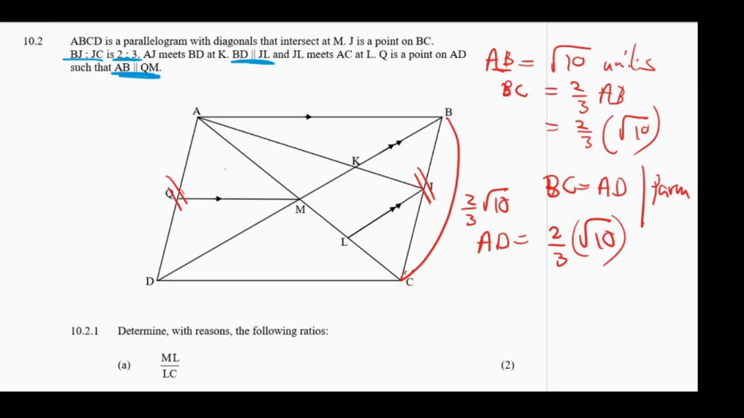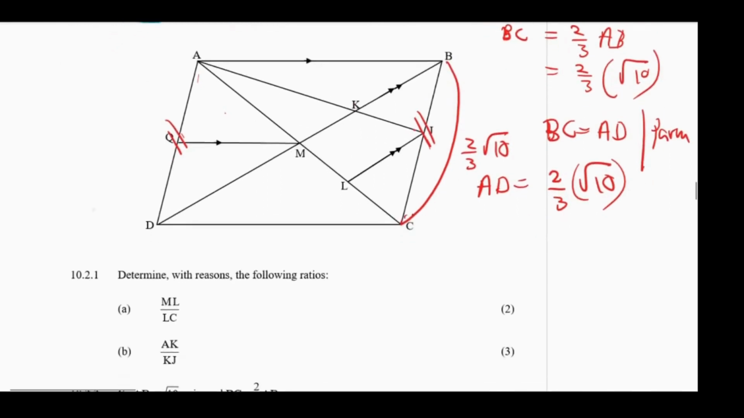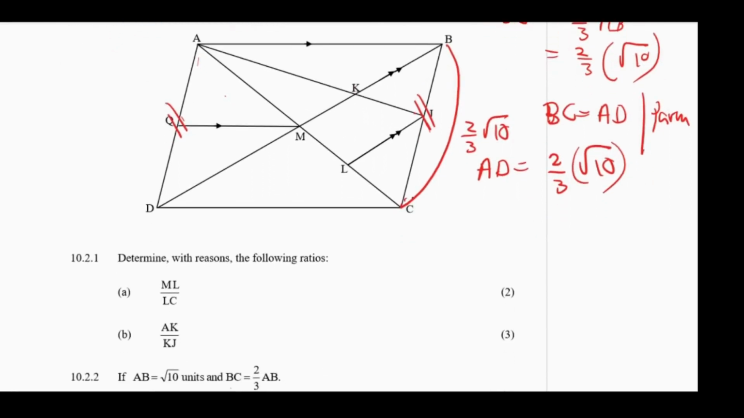So now that we have AD, and remember we want to find AQ, which is part of this AD, right? So what we will do is this. So AQ is part of AD, as you can see. This is what we want here. So AQ is half of AD, as you can see. It's half of AD. Why am I saying that?